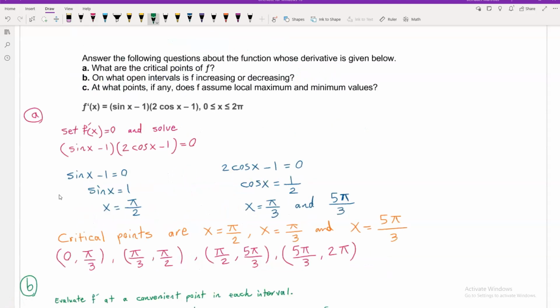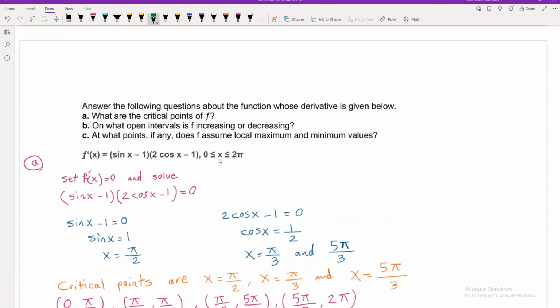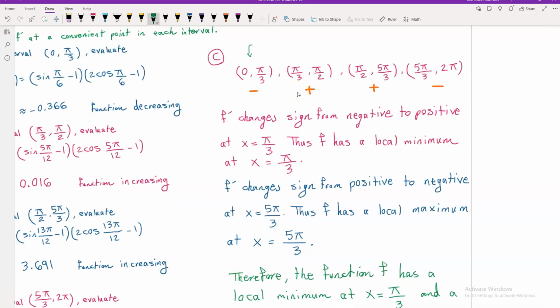Now part C, at what point, if any, does f assume local maximum and minimum values? So what we have here, x is between 0 and 2 pi inclusive. Based on what we had in parts A and B, we have the open interval 0, pi over 3, and our function was decreasing in this open interval. This means the function is decreasing on the right of x equal to 0. So that means the endpoint at x equal to 0 is a local maximum.